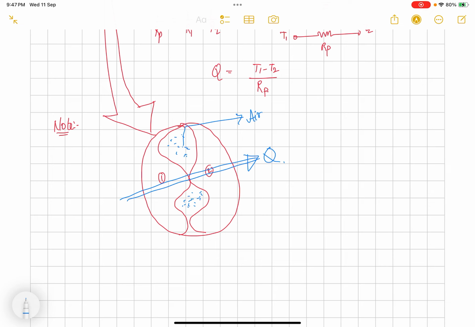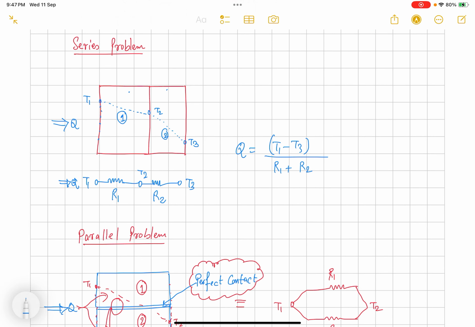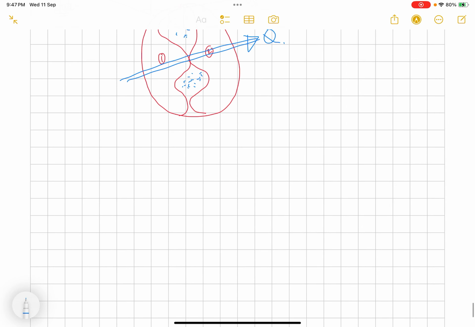So because of this air, extra resistance is placed in between the two surfaces. Here we are saying that there is no resistance, there is resistance by material 1, resistance by material 2. But what about the interface? Interface is also imposing some resistance because of the presence of extra material, which is the air in between the two materials 1 and 2. So we have to consider that also.